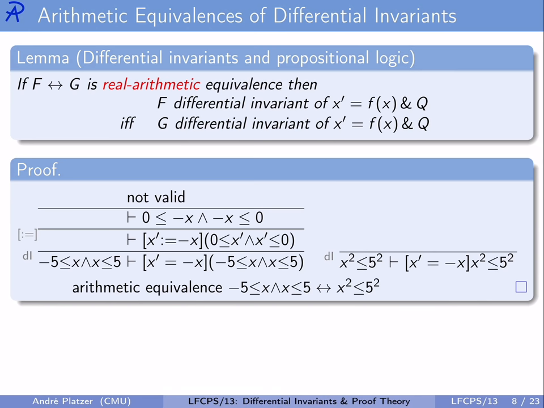Let's do a differential invariant proof. That gives us the derivative of x squared is 2x times x prime. You know, let's put in the right-hand side of the ODE for the left-hand side of the ODE. That gives us minus x here times 2x, so minus 2x squared. That's, of course, less or equal to 0, so this has a proof.